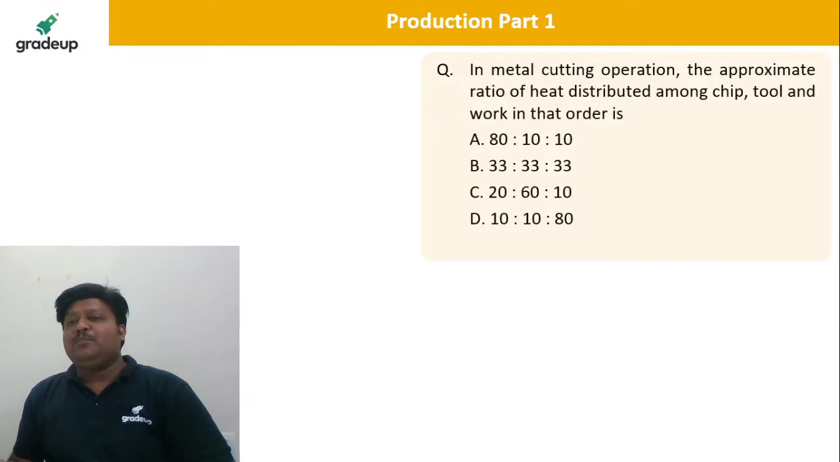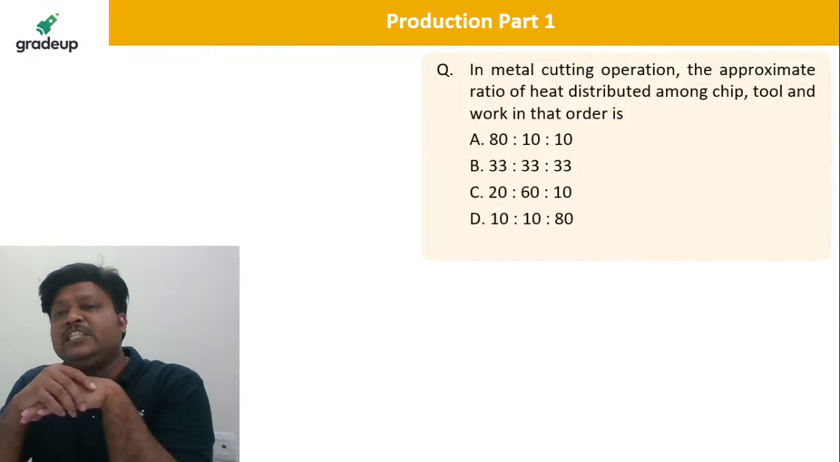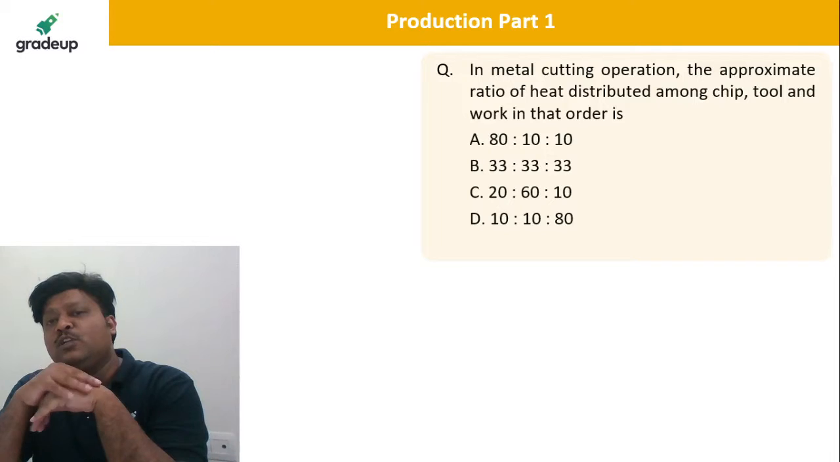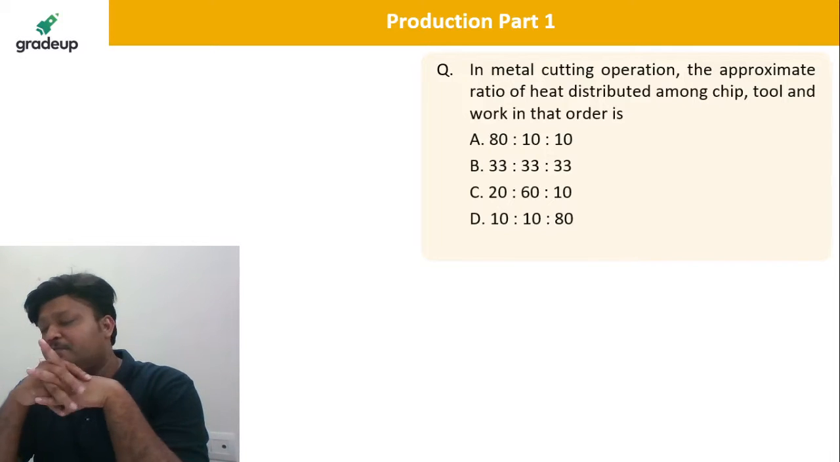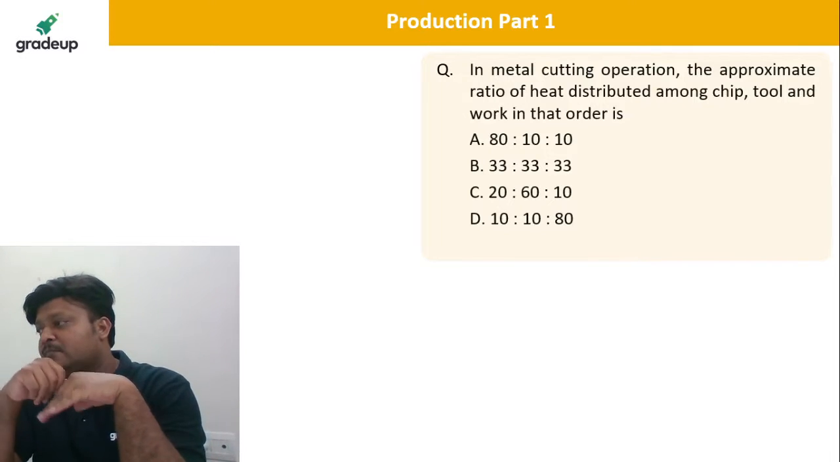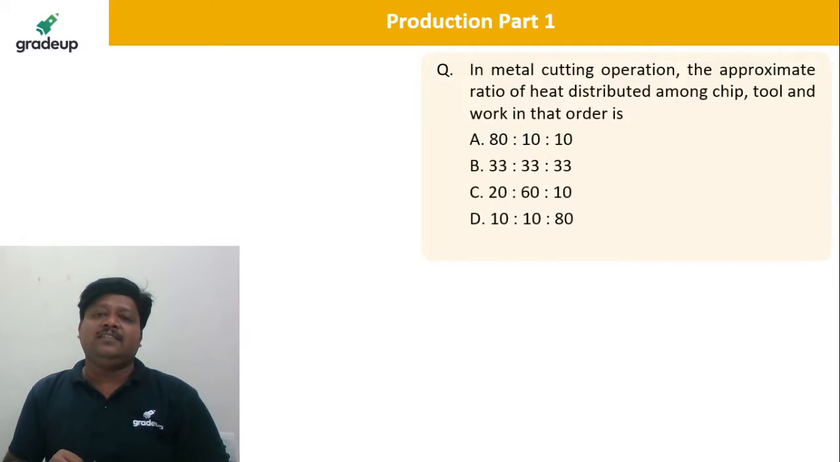In the metal cutting operation, the approximate ratio of the heat distribution among the chip, tool and the work is in the order of. Very nice question, dear, answer it.